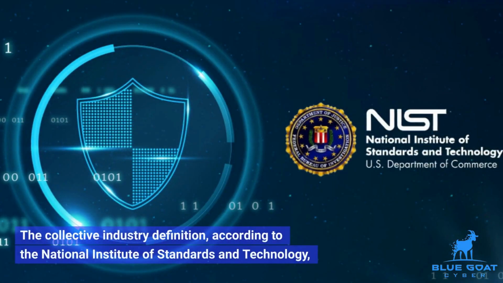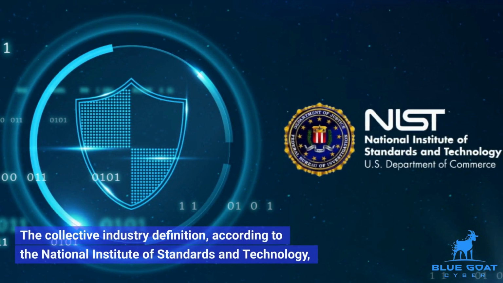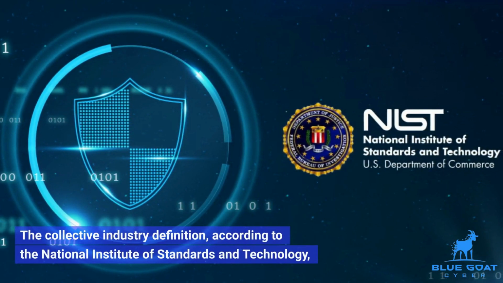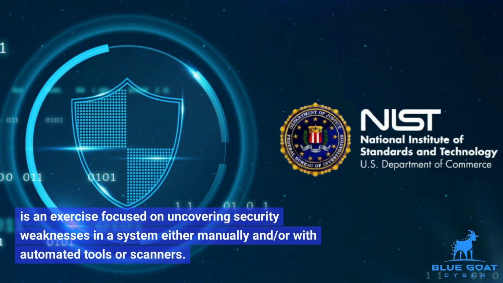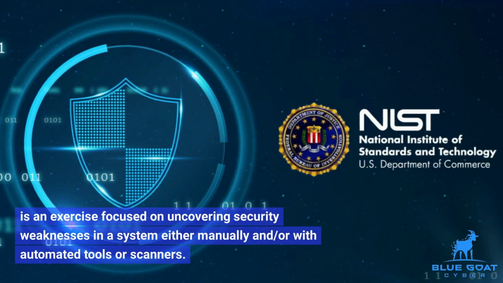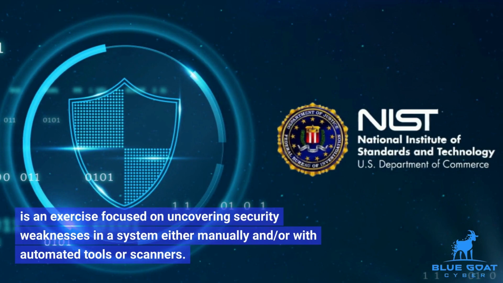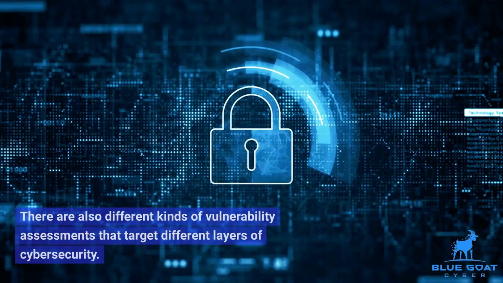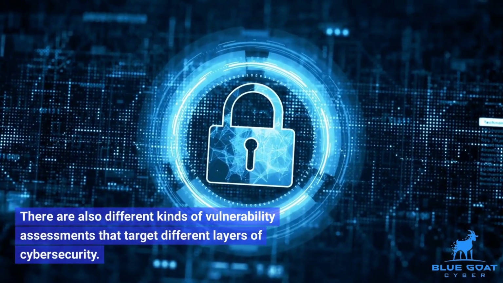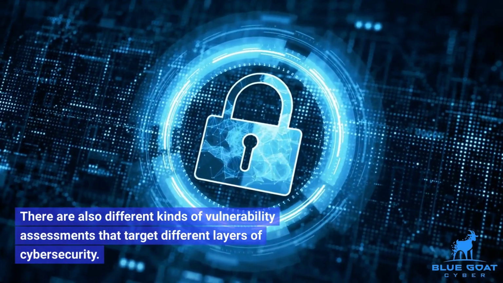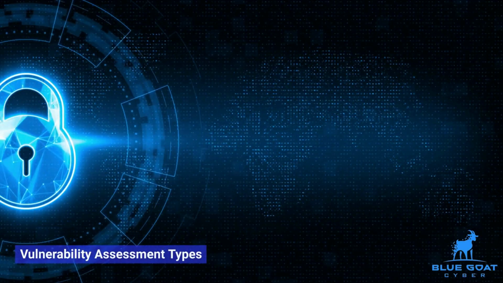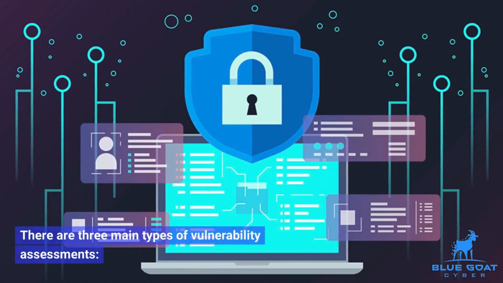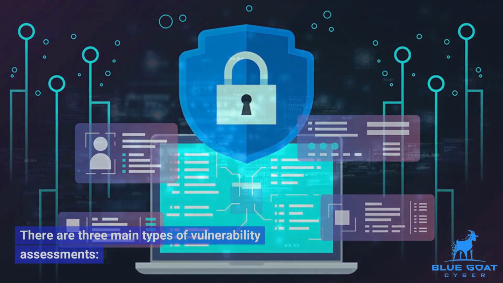The collective industry definition, according to the National Institute of Standards and Technology, is an exercise focused on uncovering security weaknesses in a system either manually and/or with automated tools or scanners. There are also different kinds of vulnerability assessments that target different layers of cybersecurity. Vulnerability assessment types. There are three main types of vulnerability assessments.